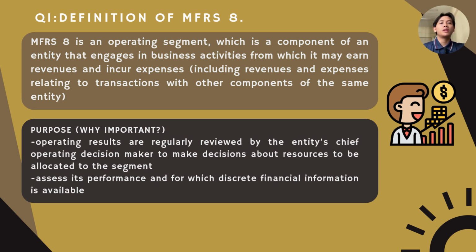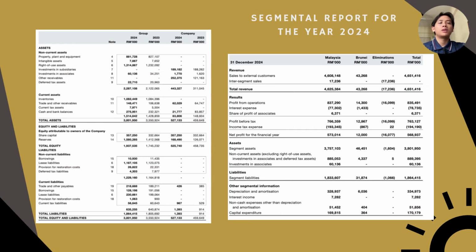Because operating results are regularly reviewed by the entity's chief operating decision maker (CODM) to make decision about resource to be allocated to the segment. It is to assess its performance and for which discrete financial information is available. This is the segmental report for Mr. DIY for the year 2024.